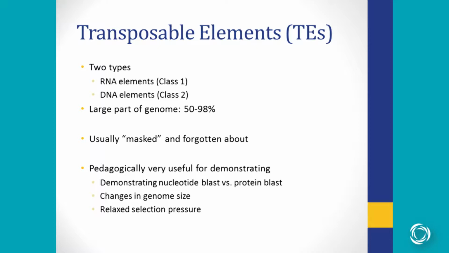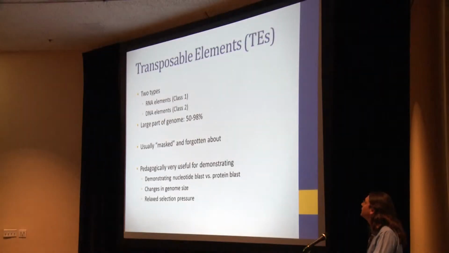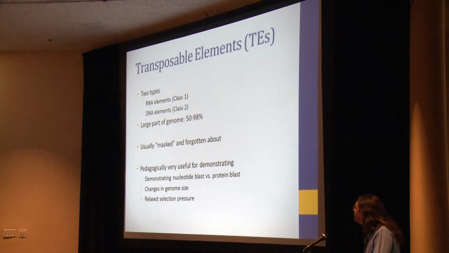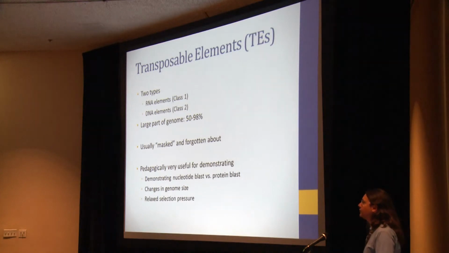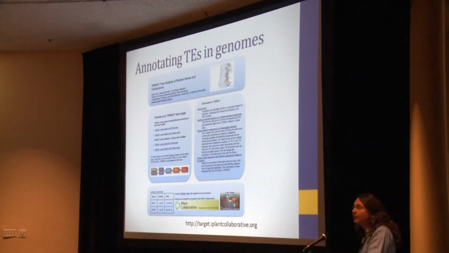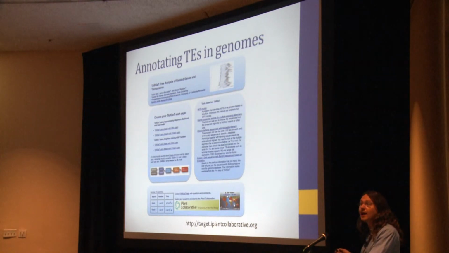They can be as much as 98% of the genome. The iris has almost 2% of its genome coding for proteins. The rest of it is transposable elements. In humans, it's about 50%, I believe. Usually they are masked and completely forgotten about by genome projects. So there's a lot of potential for students to do some authentic and novel research. The reason that Target was developed initially was so that we could do TE finding in class.